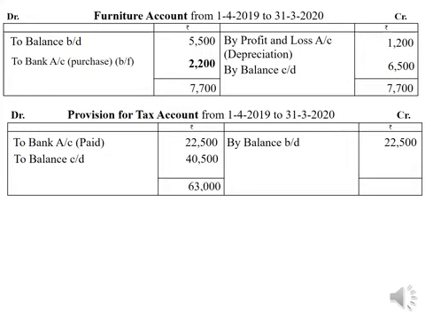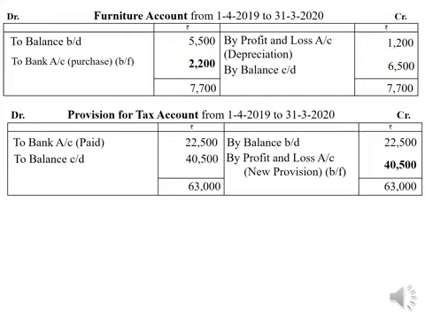Balance the account. 63,000 is the highest total on the debit side. So transfer it to the credit side and 40,500 is the balancing figure on the credit side. So it is the debit balance. Charge it to profit and loss account, stating new provision for tax made during the year as balancing figure, by profit and loss account 40,500. That is profit and loss account debtor to provision for tax account. It will be recorded in provision for tax account as by profit and loss account 40,500.